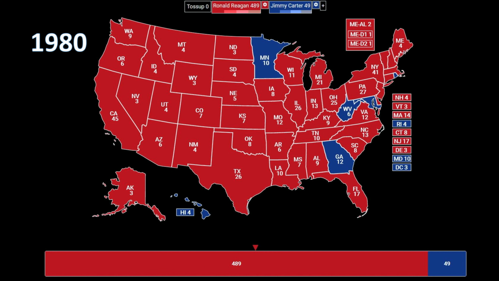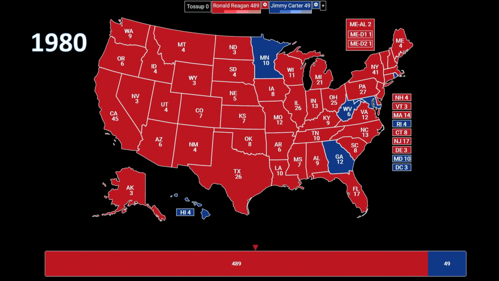And Republicans have won nearly every other state with the exception of Minnesota, West Virginia, Maryland, and Rhode Island. And of course the District of Columbia. And Hawaii. How could I forget Hawaii? Even Massachusetts, who famously did not vote for Richard Nixon, voted for President Reagan.